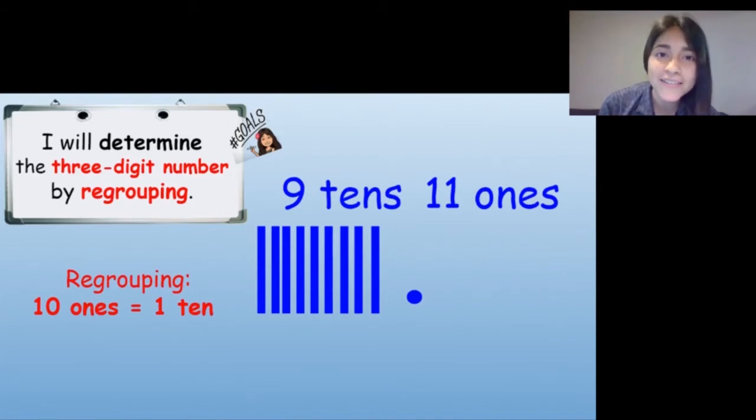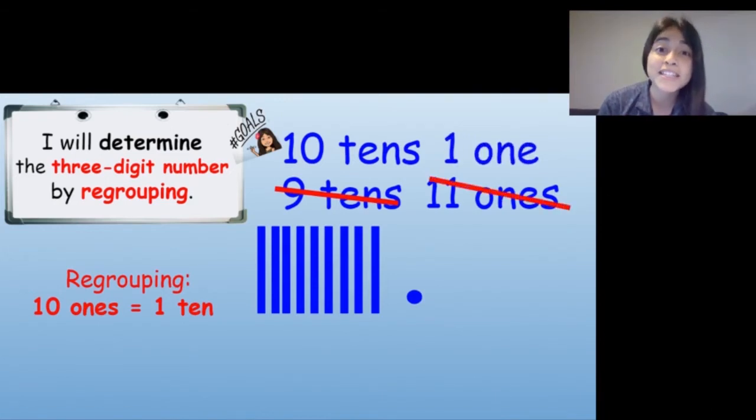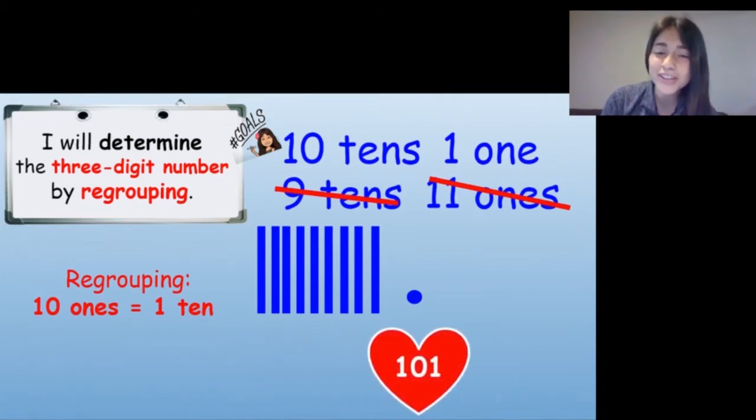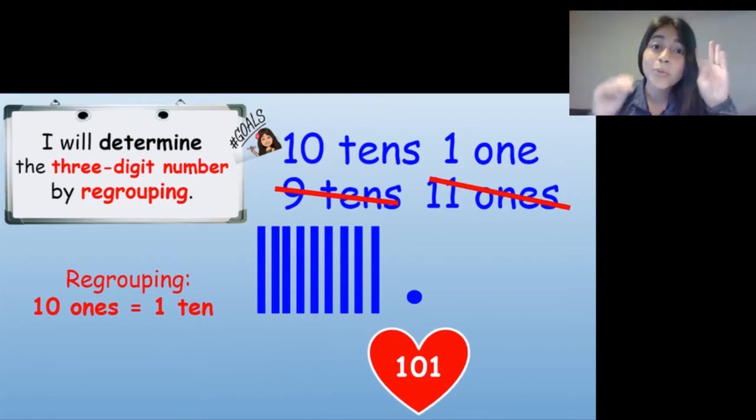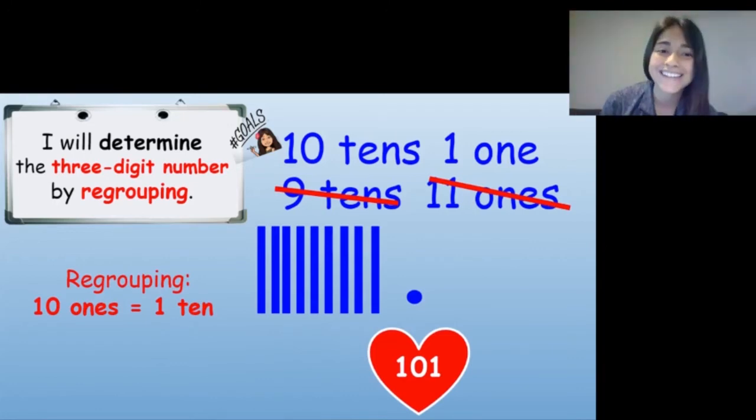And now, how many 10s do I have? Yeah, I have 10 10s. 1 more than 9 is 10. And how many 1s do I have? Yeah, I have 1. And now I have to put that together. So what does 10 10s and 1 together make? Yeah, 101. 101, a 3-digit number. Another way you could figure that out is by counting by tens. So you could go like this: 10, 20, 30, 40, 50, 60, 70, 80, 90, 100. So 100 and 1 together make 101.